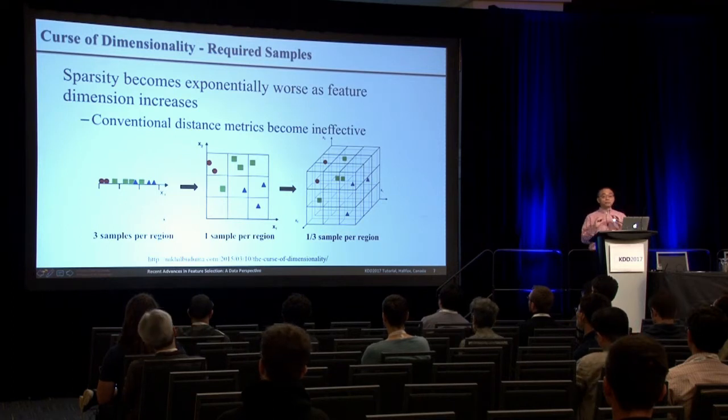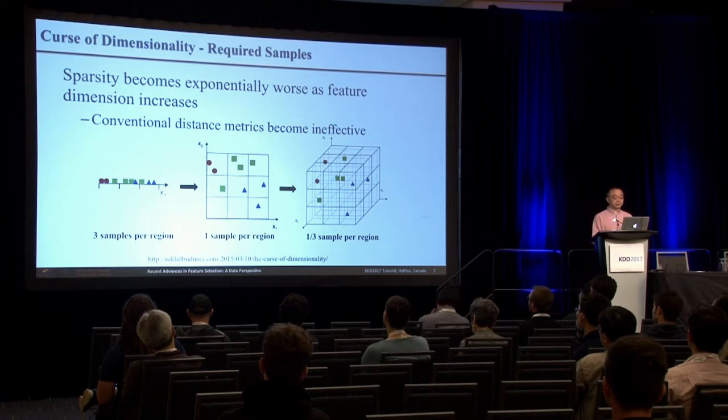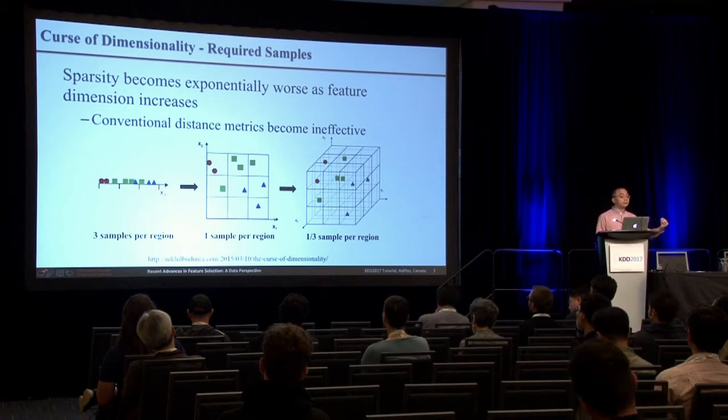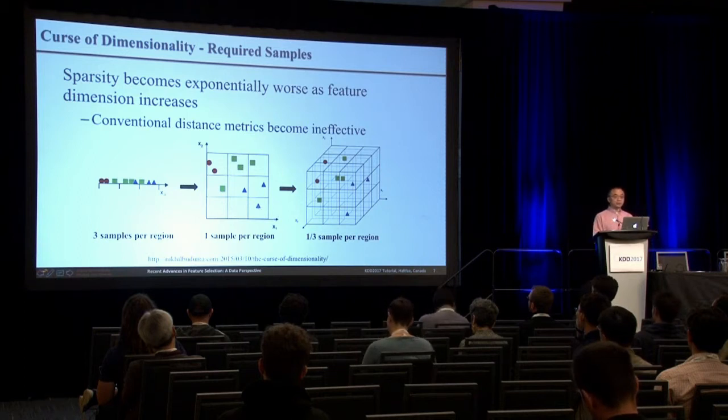Now each dimension has 3 regions. Then suddenly I have 9 units, right? 9 squares in this case. So 9 data points for 9 regions. So look, each region has 3. Each region has 1 on average.